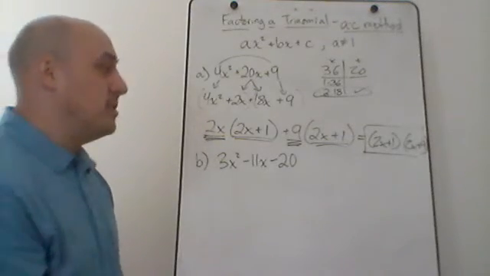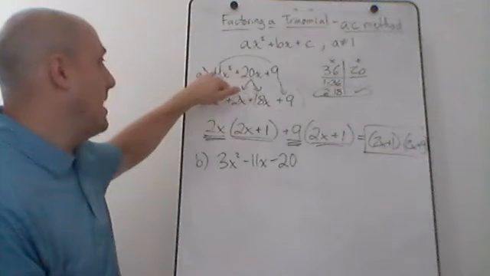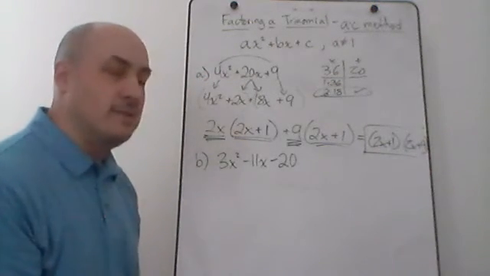All right, so that's factoring using what we call the AC method. Right now, when you are factoring a trinomial that has a number other than 1 in front of the x squared, you don't always have to use this AC method.